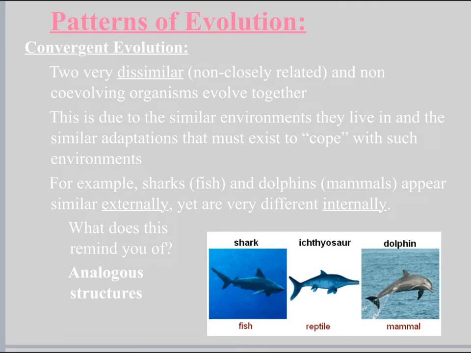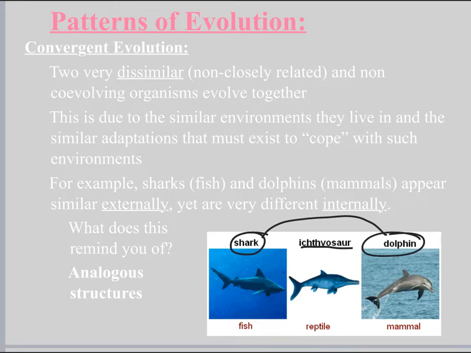Convergent evolution. Convergent evolution means that you have two not closely related species or organisms that end up looking very similar to each other. They end up having similar structures, okay? Those structures were not due to some kind of common ancestor. So we have a shark, an ichthyosaur, which is a dinosaur, a reptile, and a dolphin. So I'm just going to focus here on the shark and the dolphin, okay?